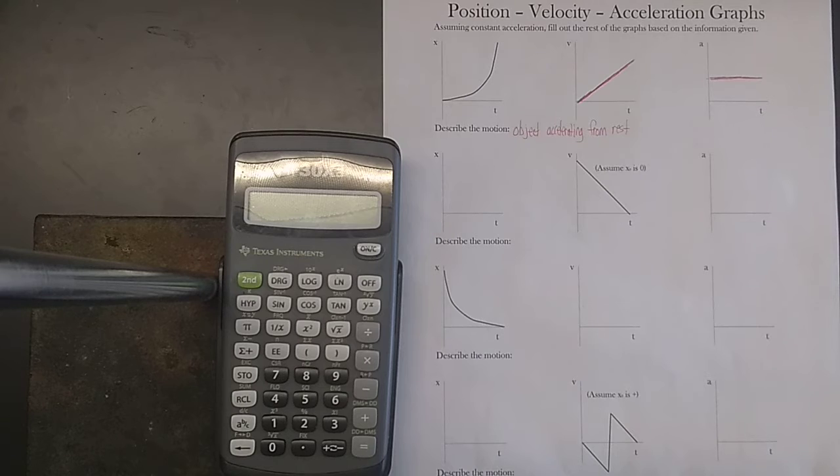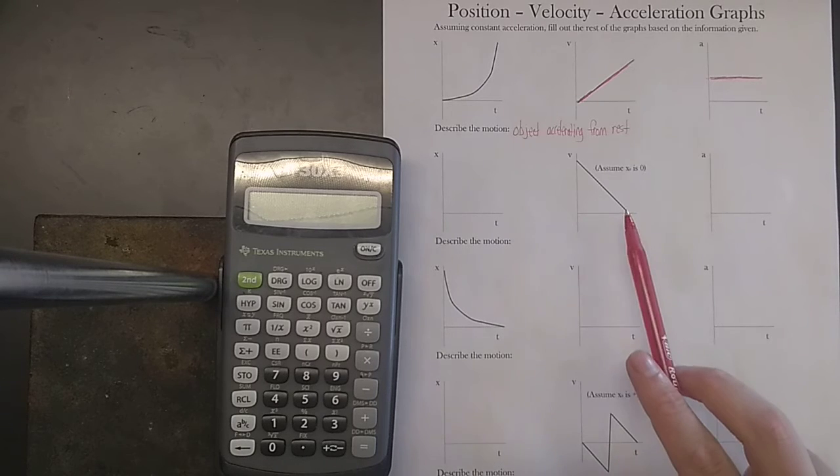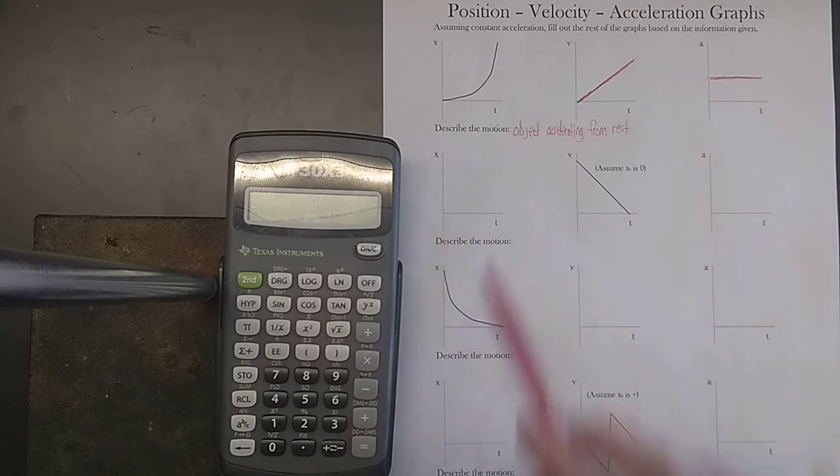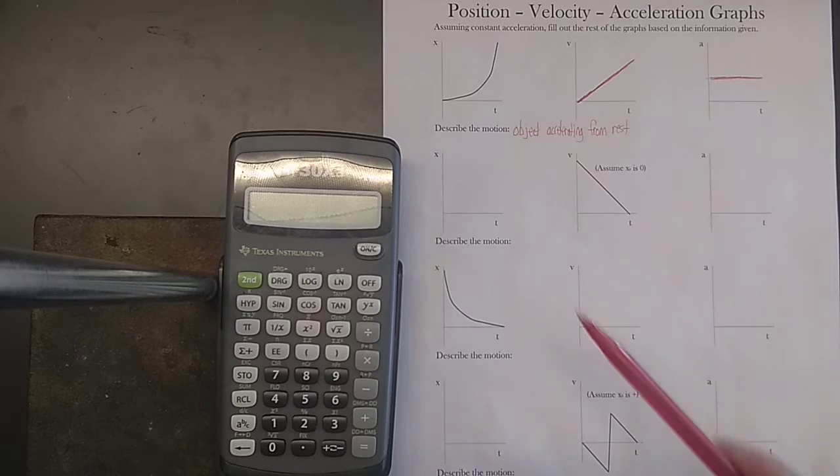Okay, simple as that. This next one, we're given the velocity graph and we're supposed to determine both the position versus time and the acceleration versus time graphs. Now, I think it's much easier to go from left to right. So what we're going to do first is we're going to fill in the acceleration part of this. Then we'll go back and figure out what the position versus time graph is supposed to look like.